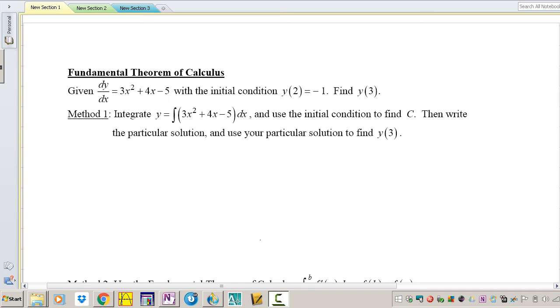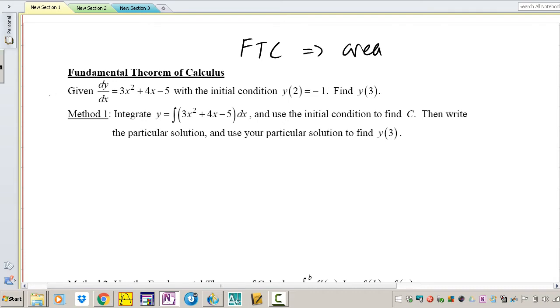In this lesson, we're going to be extending our knowledge of the Fundamental Theorem of Calculus. We know that FTC implies area. If you find the area under the curve, you're using the Fundamental Theorem of Calculus to do so. But we're going to go ahead and apply this to solve for functions at a certain value.